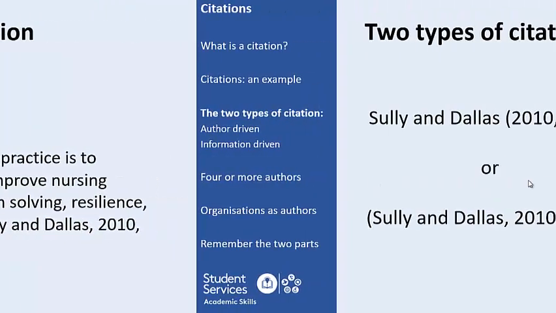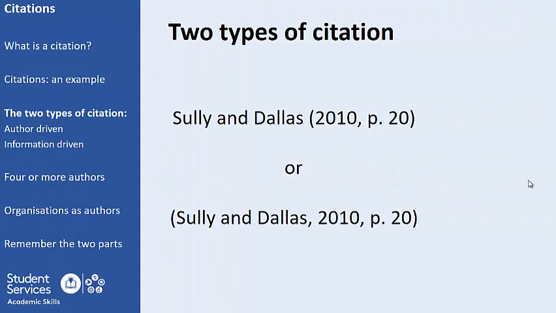Both of these ways of presenting a citation are correct. There is not one way that is better than the other. Really, how we present our citation just depends on how we want to structure our sentence. We just need to ensure that whichever sentence type we choose, author-driven or information-driven, we present our citation in the correct place within the sentence and use the brackets correctly. While neither citation type is considered better than the other, it is good to see a mixture of the two variations within academic writing.